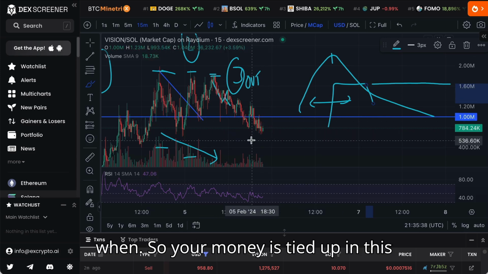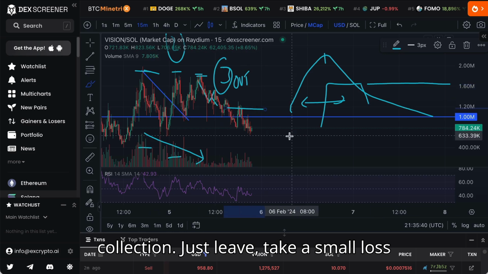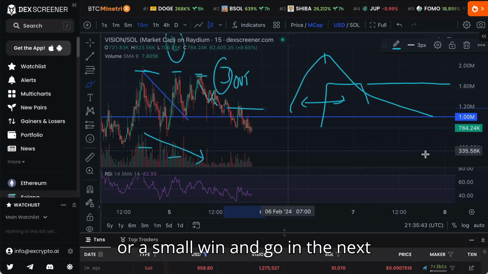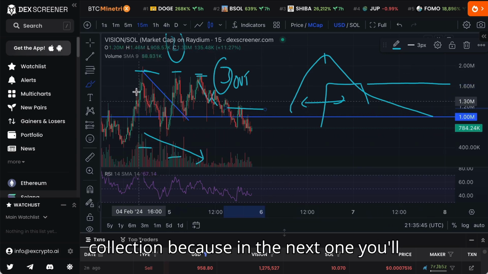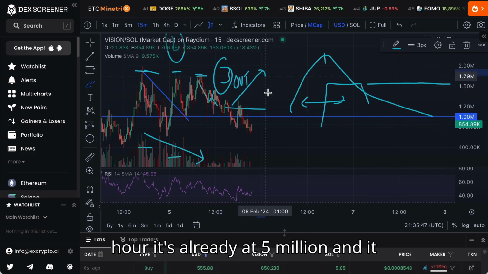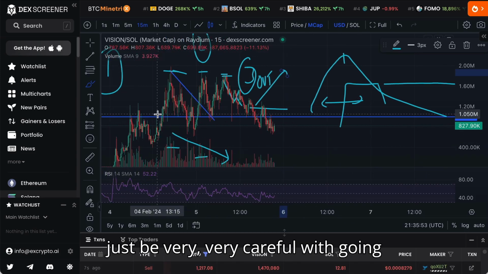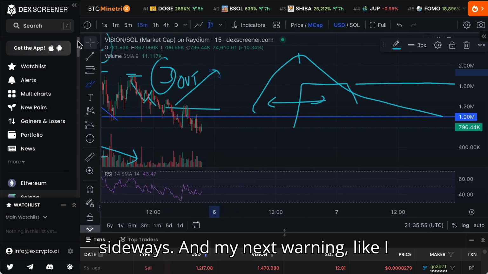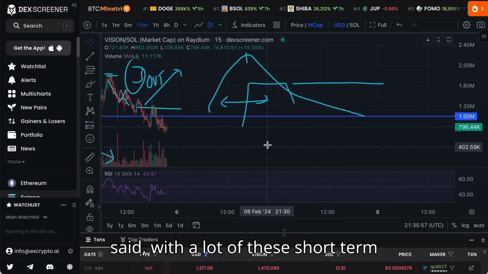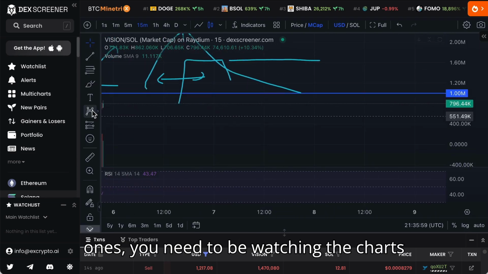So your money is tied up in this collection. Just leave, take a small loss or a small win and go in the next collection, because in the next one, you'll get this same setup, but then within an hour, it's already at 5 million and it won't take hours or days. So just be very, very careful with it going sideways. And my next warning is, like I said, with a lot of these short-term ones, you need to be watching the charts live.